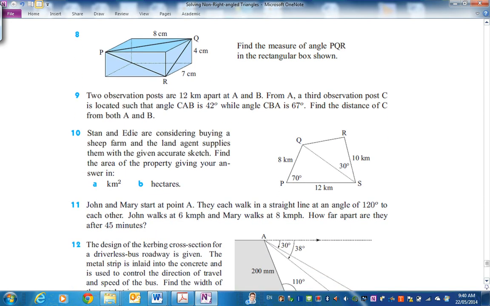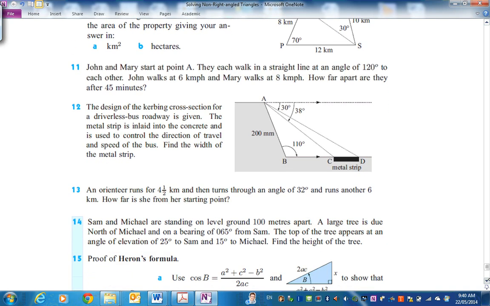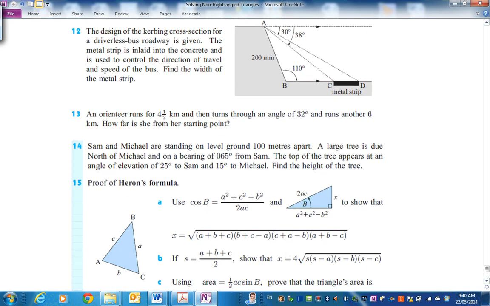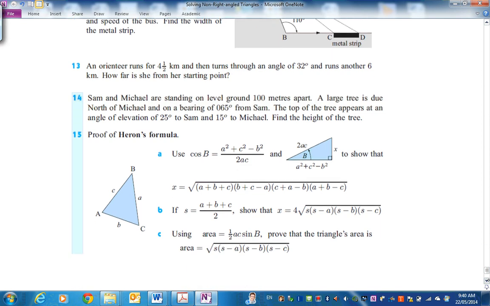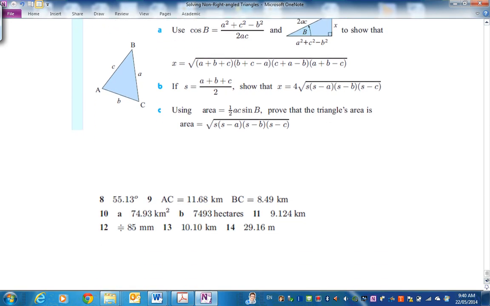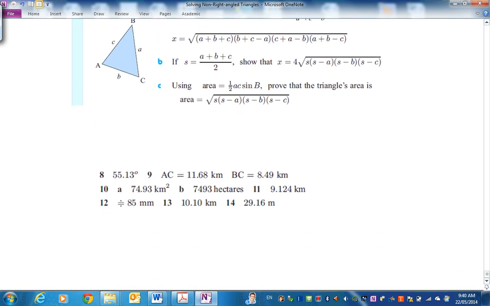8, 9, 10, 11. Pause it and have a go. Okay, and 12, 13, 14, 15. Heron's formula. We saw that before, and now this is a proof of it. So I want you to have a look at that. So I'll come down just a little bit. There. And then I'll give you the answers. Heron's formula is a proof, so they haven't got that on there.